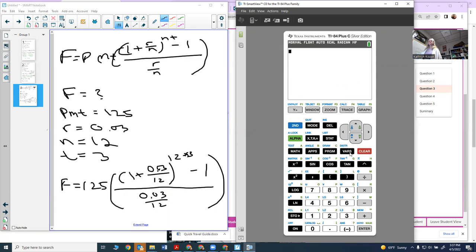I'm going to go ahead and clear things out just so you can see things a little bit better. Okay, so I'm starting with my 125 times parentheses. I have this big parenthesis here, and then I'm going to do another parenthesis: 1 plus 0.03 divided by 12. Raise that. And again, if your calculator doesn't put you up in the exponent, if it just puts a little caret there, you'll need to put a parenthesis and do 12 times 3. Since mine put me in the exponent, I can just do 12 times 3 there.